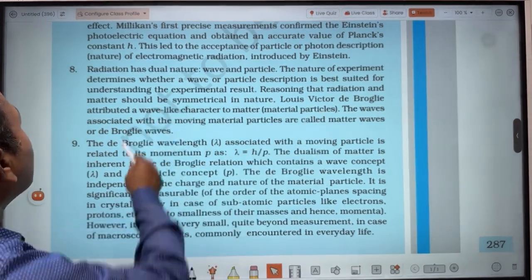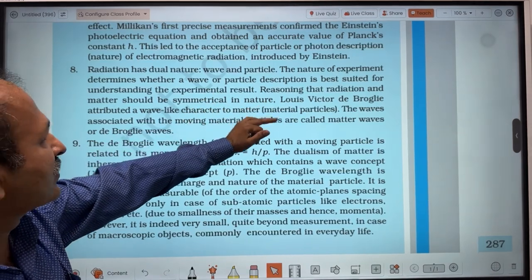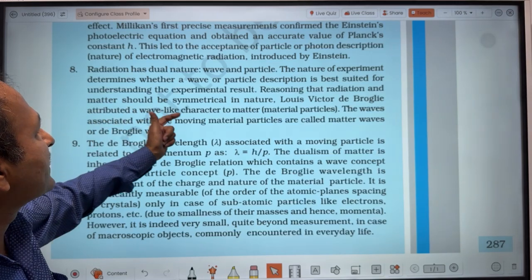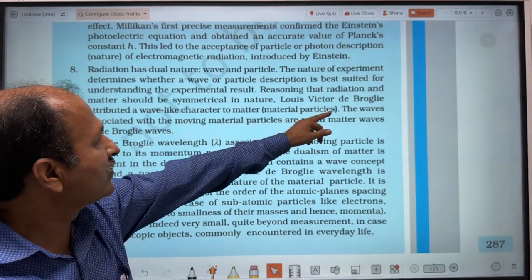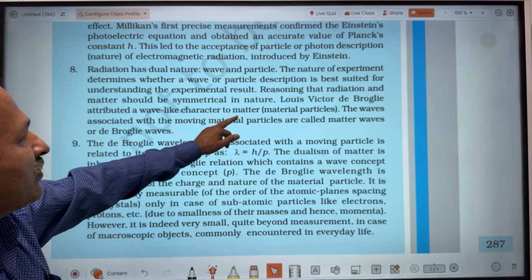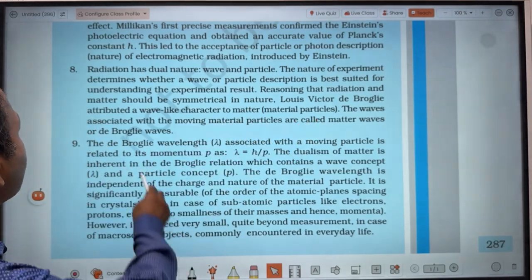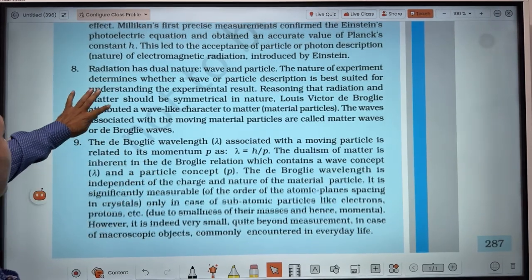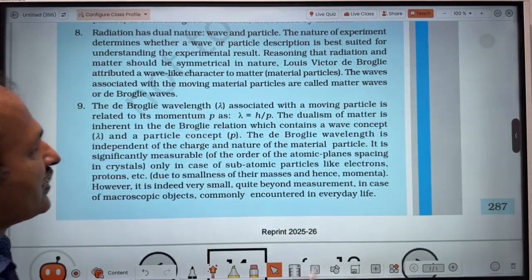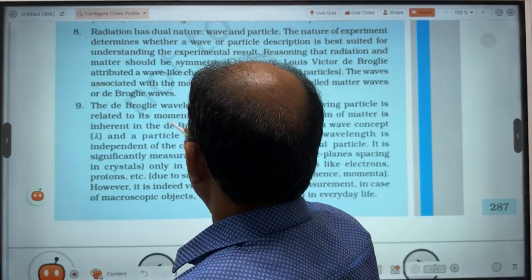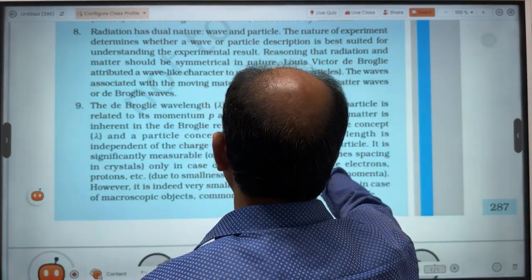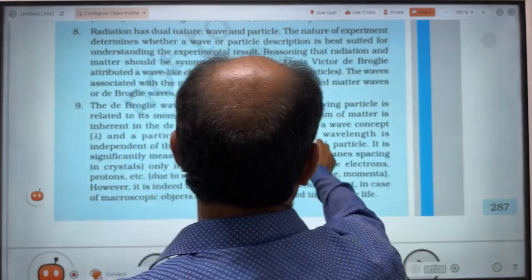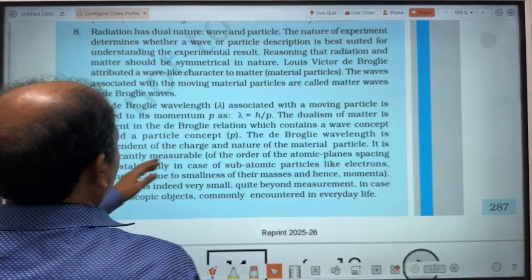The nature of the experiment determines whether a wave or a particle description is best suited for understanding the experimental result. Reasoning that radiation and matter should be symmetrical in nature, Louis Victor de Broglie attributed a wave-like character to material particles. The waves associated with moving material particles are called matter waves or de Broglie waves. The de Broglie wavelength lambda associated with a moving particle is related to its momentum p as lambda equal to h upon p. The dualism of matter is inherent in the de Broglie relation, which contains a wave concept lambda and a particle concept p.